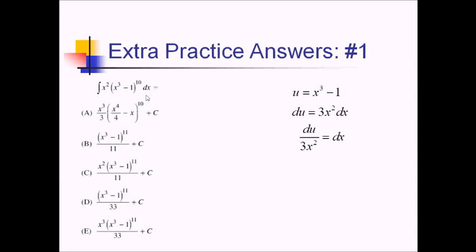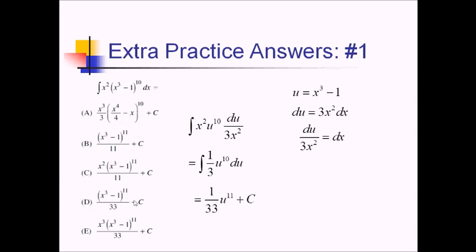And since this is an indefinite integral, I don't have to worry about u values anywhere. I'm just going to plug everything back in. So I've got x squared times u to the 10th times du over 3x squared. The x squareds are canceling. I've got 1/3 u to the 10th du. And then I can bump this up to the 11th power. Dividing by 11, I've got 1 over 33 u to the 11th plus c.